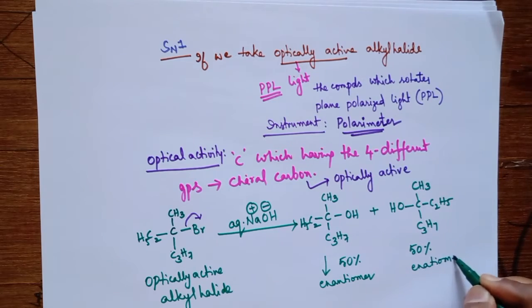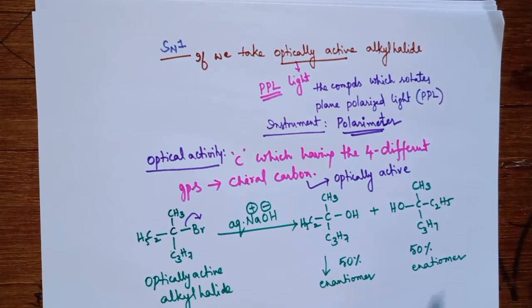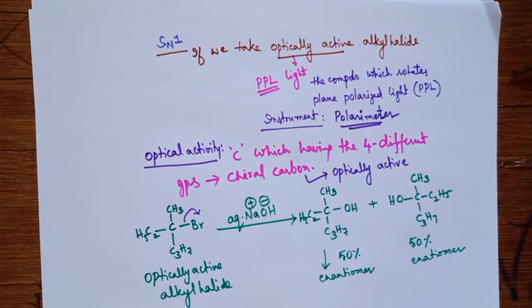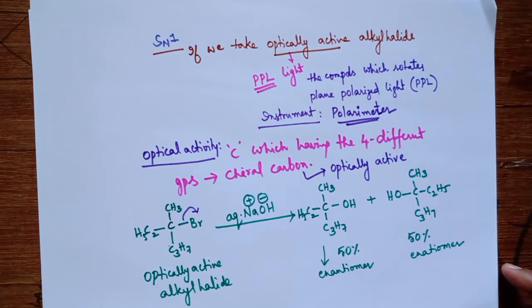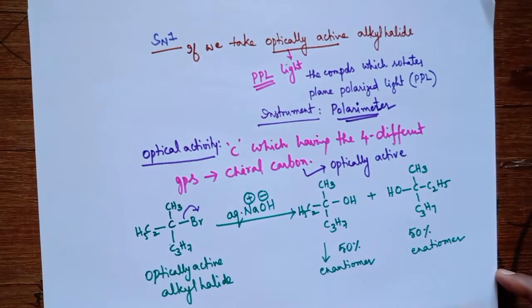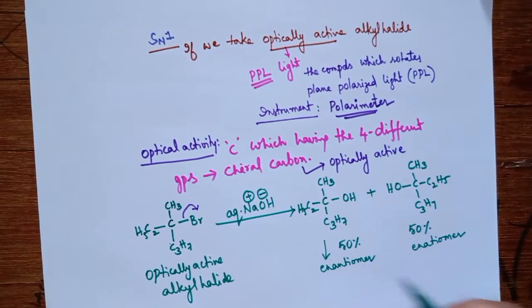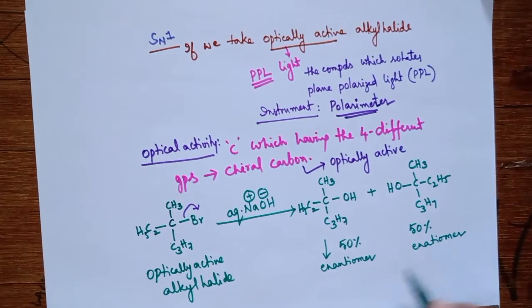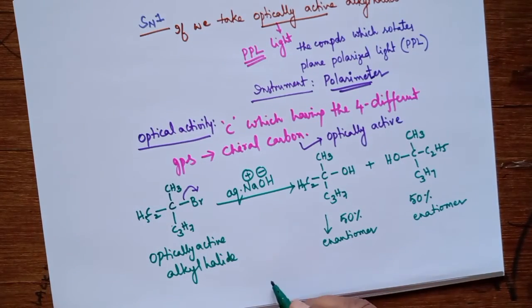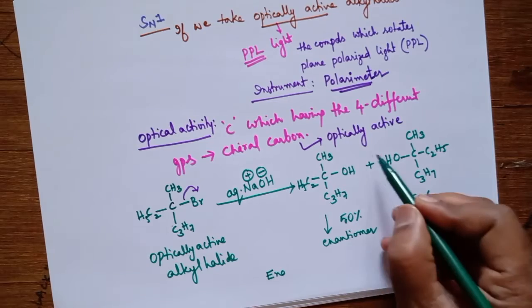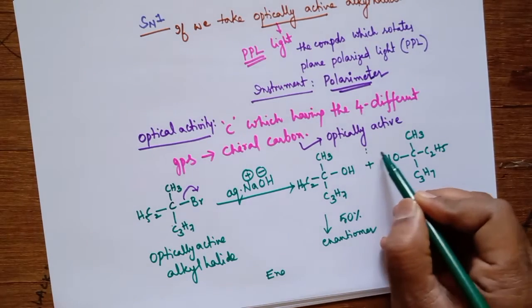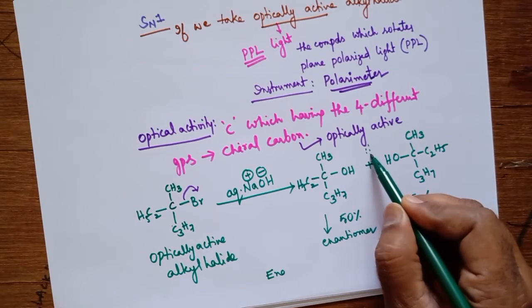Enantiomers are optically active, but an enantiomeric mixture is optically inactive. We will discuss this in stereochemistry very clearly. At this point you have to understand that each one is called an enantiomer. So what is an enantiomer? An enantiomer is a non-superimposable mirror image. Those are two mirror images.